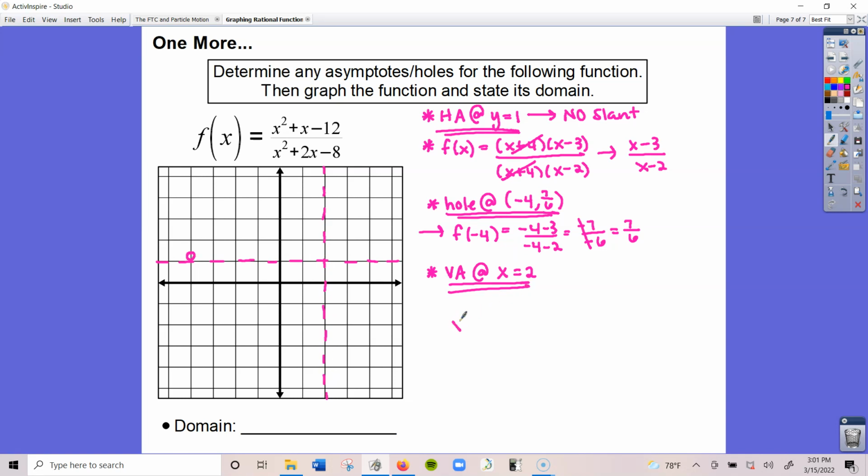Next, I'm going to create my table. I'm going to use my simplified rational function to figure out my values. And I'm going to pick a point to the left and a point to the right of my vertical. I don't need to necessarily pick a point to the left. Since I see where my hole lands, it's above the horizontal. So I know that for this side of my graph, my function is going to be above the horizontal and going to curve along those asymptotes.